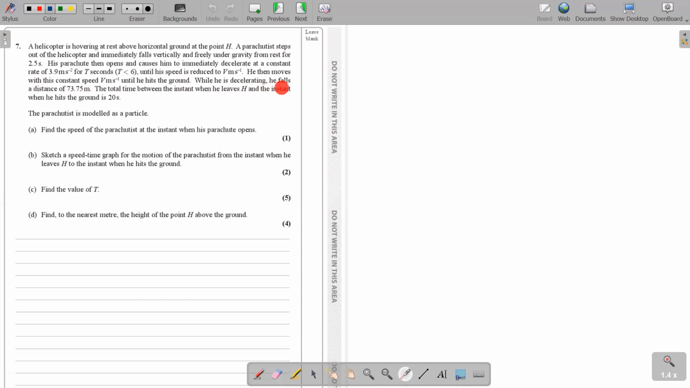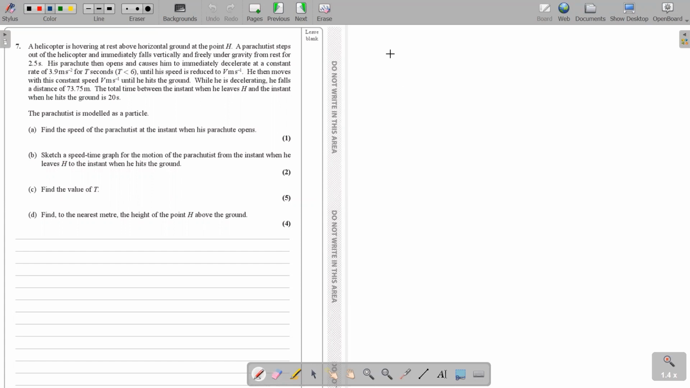While he is decelerating, he falls a distance of 73.75 meters. The total time between the instant when he leaves H and the instant when he hits the ground is 20 seconds. Okay, so that's a lot of information here to process. You know what the best thing is? We will draw a vertical diagram depicting each stage of the parachutist's fall.